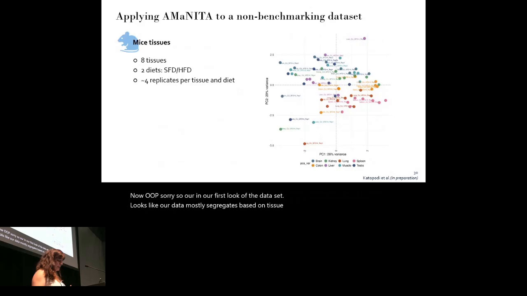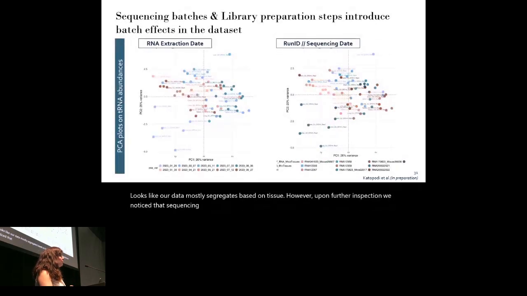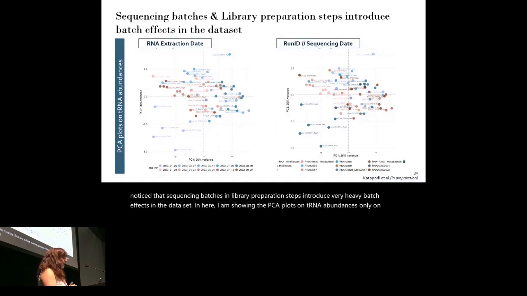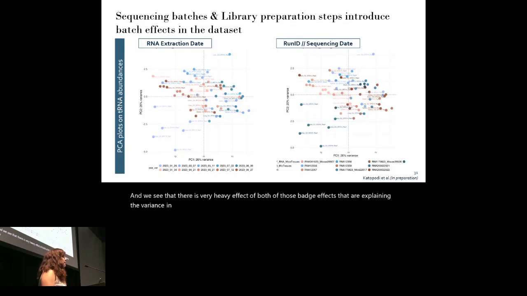However, upon further inspection, we noticed that sequencing batches and library preparation steps introduce very heavy batch effects in the dataset. Here I am showing the PCA plots on tRNA abundances only. On the left is based on the RNA extraction date, and the second is the run ID, or the sequencing date, essentially. And we see that there is a very heavy effect of both of those batch effects that are explaining the variance in the data, especially in the PC1.